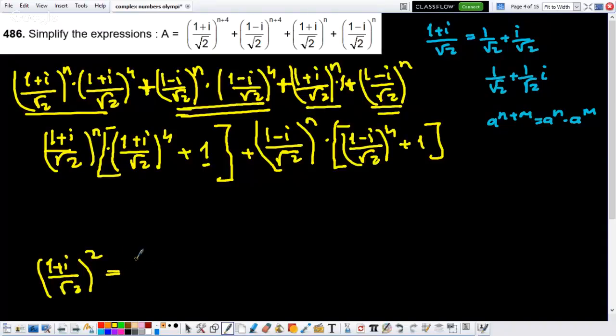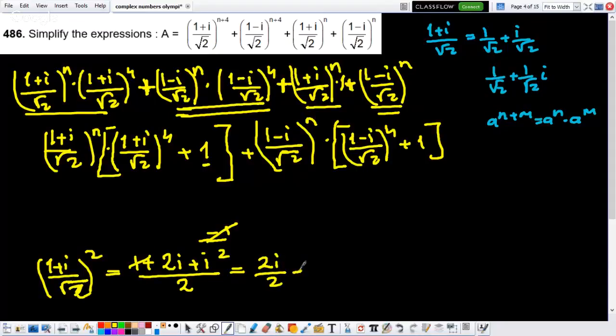Then it's going to be equal to (1 + 2i + i²) over... This is the expansion of (1 + i) squared, and the denominator √2 squared is equal to 2. So i squared is equal to minus 1. So minus 1 and plus 1, they simplify each other. So we have 2i over 2, which is equal to i. And this is ((1 + i)/√2) squared. So it's equal to i.